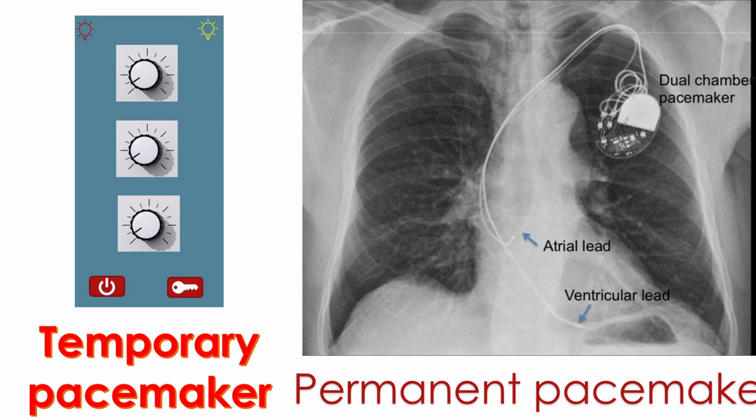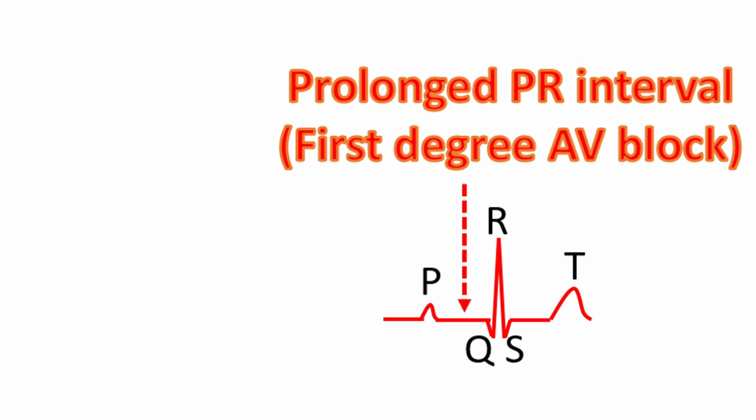There are also leadless pacemakers which are implanted directly in the right ventricle, the right lower chamber of the heart, through the vein in the groin using a delivery device. First degree AV block usually does not need any treatment by itself. There can be associated conditions which need treatment.